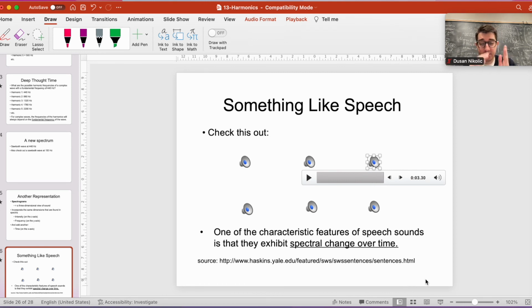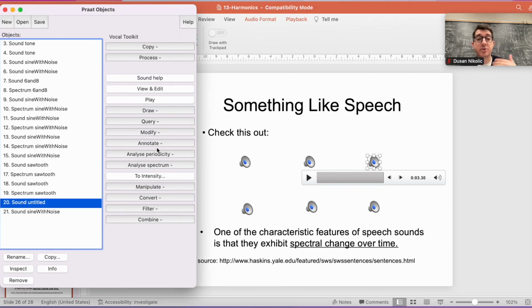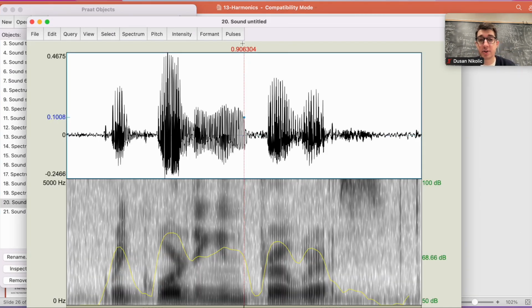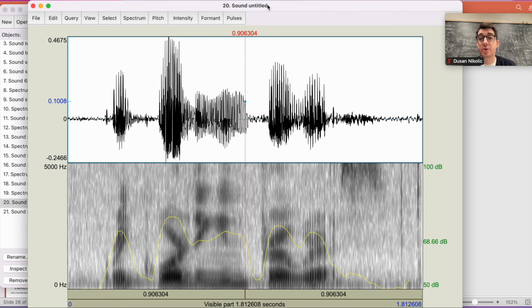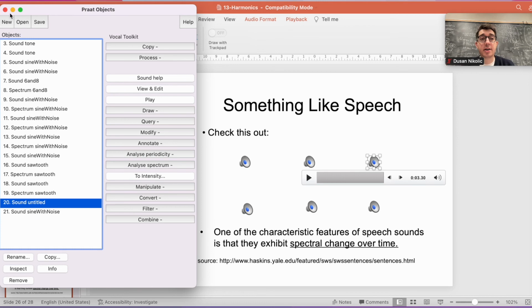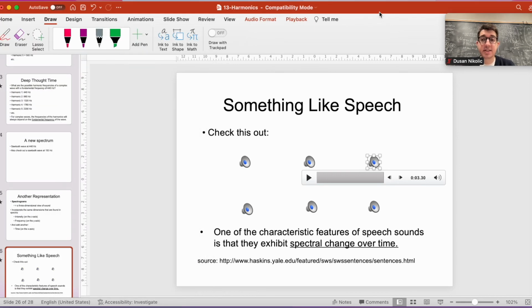So they have to exhibit spectral change over time in order for it to be speech. That's the point. They have to have some spectral change over time in order for it to be human speech, at least in frequency and amplitude.